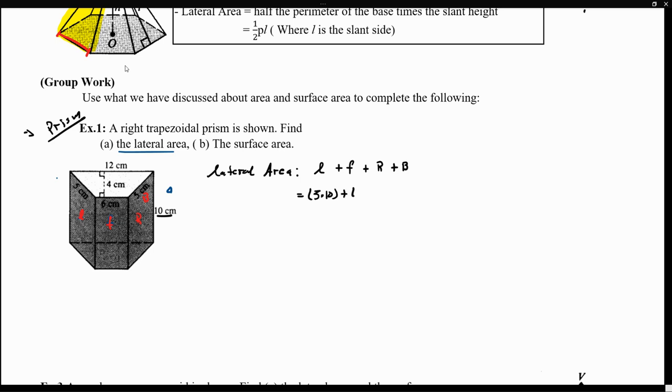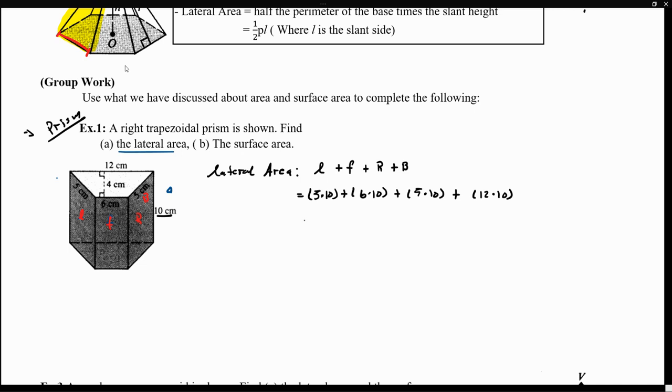So now how do we find the area of the front? The area of the front will be 6 times 10. The area of the right, well, that's going to be 5 times 10, because that's at least how we can find the area of this rectangle right here. Plus the area of the back. We know that the back is a solid rectangle, which will be 12 times 10.